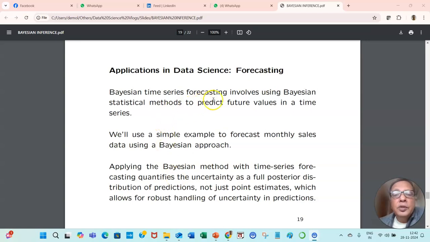Forecasting. Bayesian time series forecasting involves Bayesian statistical methods to predict future values in a time series. We will use a simple example to forecast monthly sales data using a Bayesian approach. Applying the Bayesian method to time series forecasting quantifies the uncertainty as a full posterior distribution of predictions, not just point estimates, which allows robust handling of uncertainty in predictions. So forecasting is an application of Bayesian inference.